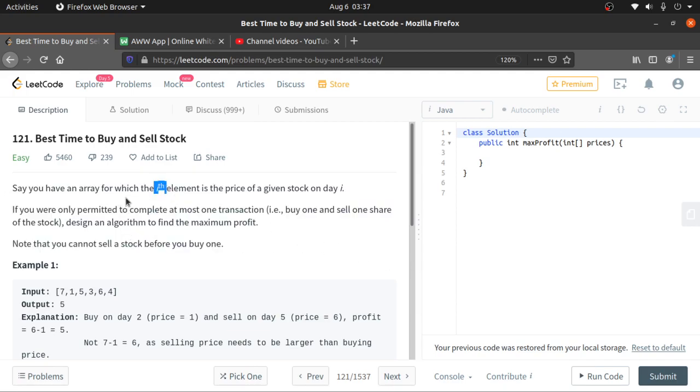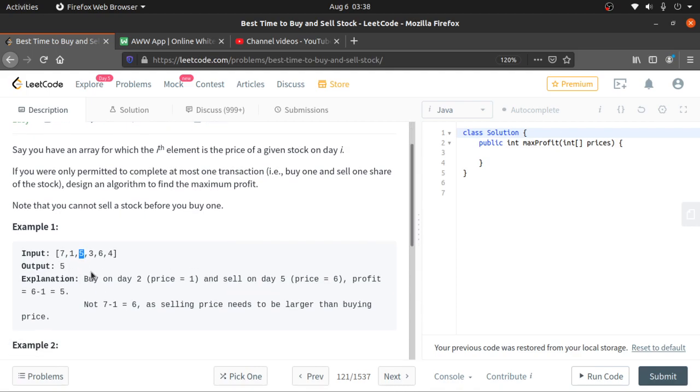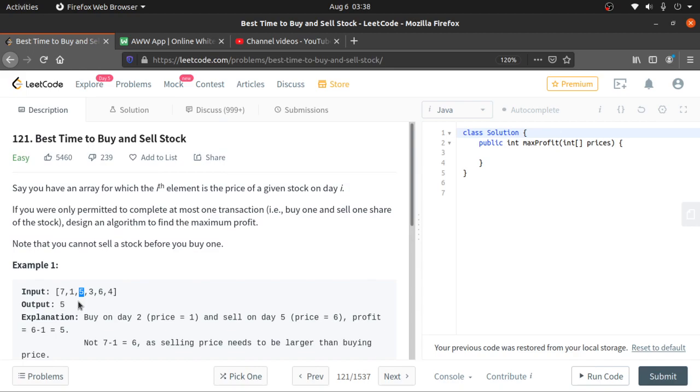So the ith element is the price of the given stock on day i. On day 1, the stock price is 7. On this day, stock price is 1. On this day, stock price is 5. And I can only buy and sell one stock. What I need to do is make the maximum profit. For example, if I buy this day when the stock price is 7 and I sell next day, I would lose money. So I can't do this. I need to buy when the stock price is low and sell when the stock price is high.